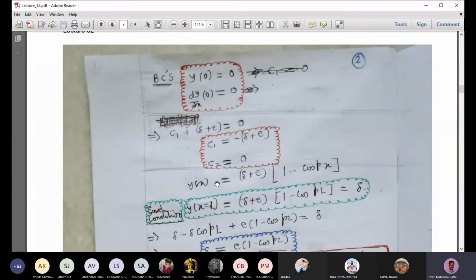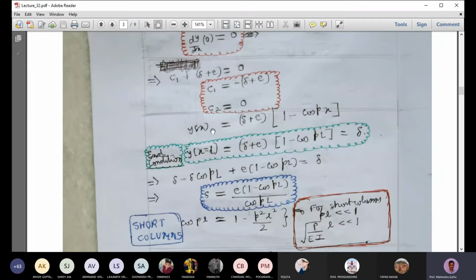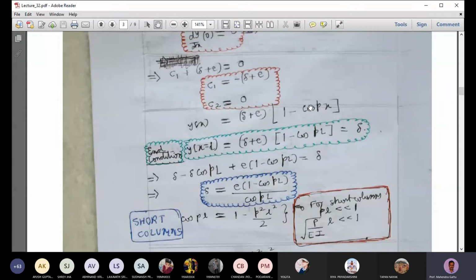Okay, so with that, two conditions are known with the two boundary conditions. We can substitute it here. So y of x is equal to delta plus c into 1 minus cos px. So this is minus delta plus c cos px is minus c is equal to c1 cos px plus delta plus c. So c1 is minus delta plus c. So we will get this term.